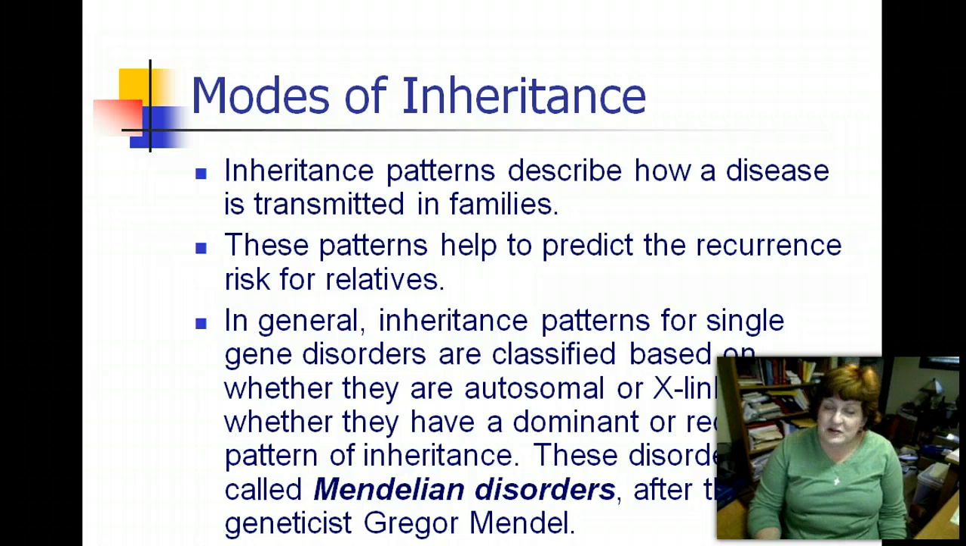Inheritance patterns for single gene disorders are classified on whether they're autosomal or X-linked, so whether they impact chromosomes 1 through 22 of those pairs, or the 23rd pair, which is X-linked, and whether they have a dominant or recessive pattern. This is called Mendelian genetics, after the geneticist Gregor Mendel, who was a monk. So again, we want to know if they're autosomal or X-linked, and if they're dominant or recessive.